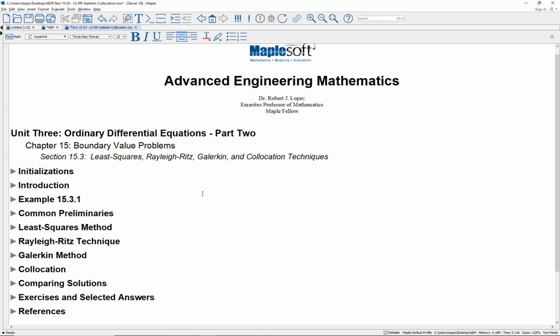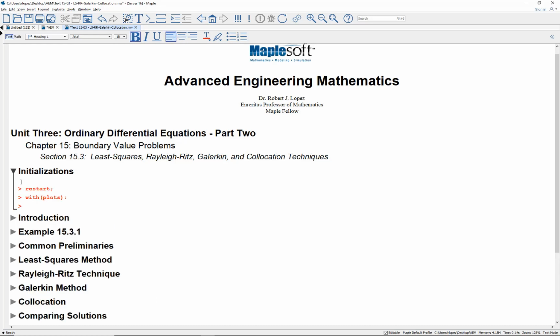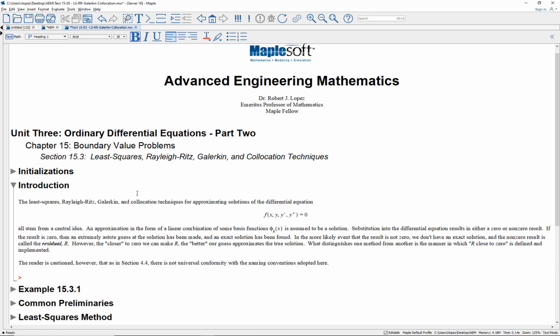This is an actual worksheet. It has not been doctored up. This is what it looks like. These are the sections that appeared in the book. These are the sections that appear in the ebook. Initialization, any packages and preliminaries that we need. The introduction here has got text. This text appeared in the book. It appears in the ebook. It's the description and the exposition that's needed in between the computations.